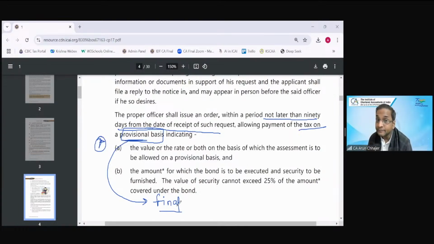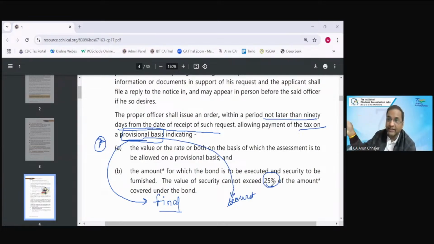And therefore, because it is provisional, they are asking for the security. How much percent? 25%. Why are they asking for the security? Because if the registered person fails to pay the actual value or actual rate of the taxes, then in that case they will recover from the security.